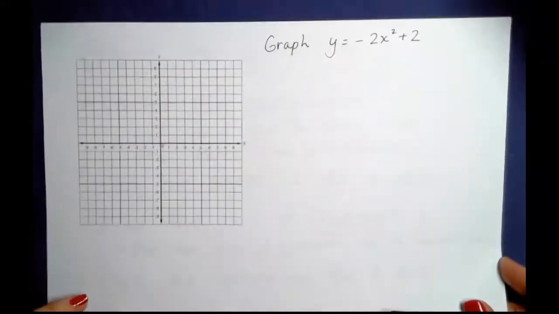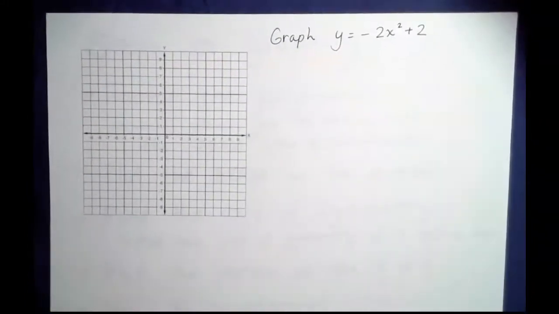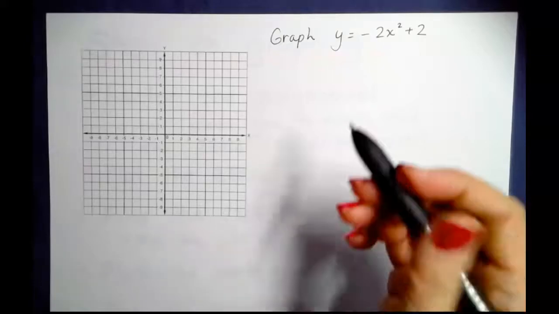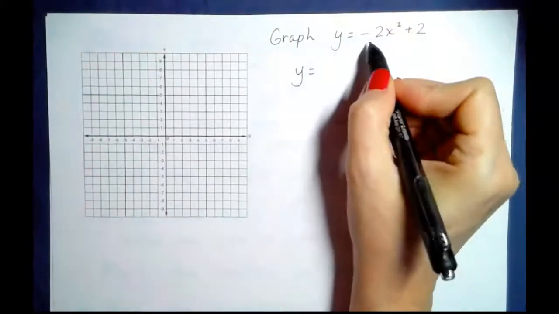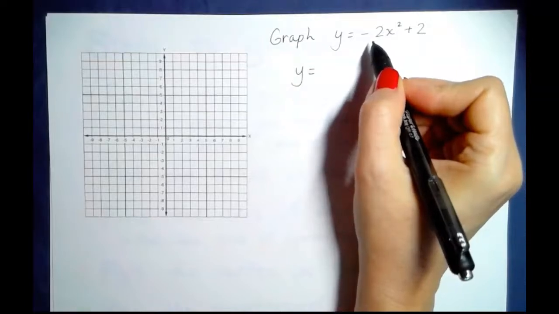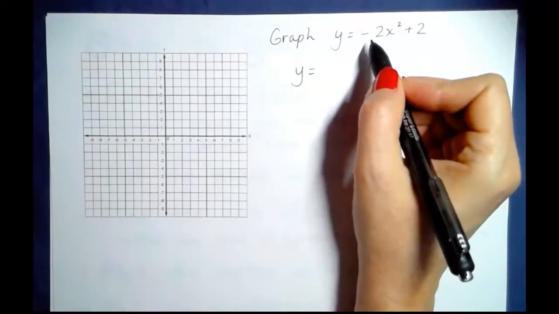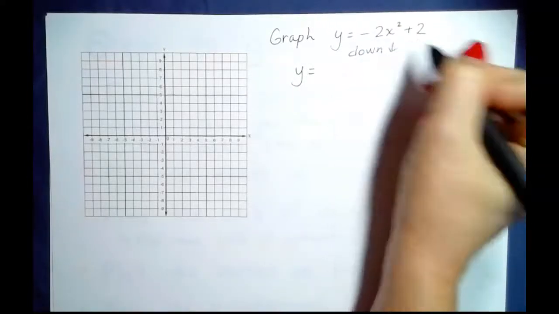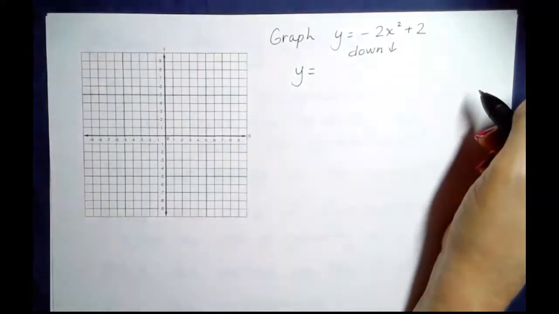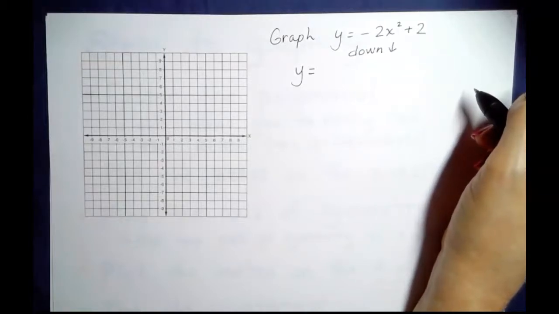Next, let's graph y equals negative 2x squared plus 2. Same strategy again. Start by taking the function and factoring it. So we have a negative leading coefficient. If we have a negative leading coefficient, I am going to anticipate that this parabola is going to open down. That's what that negative 2 is going to do.